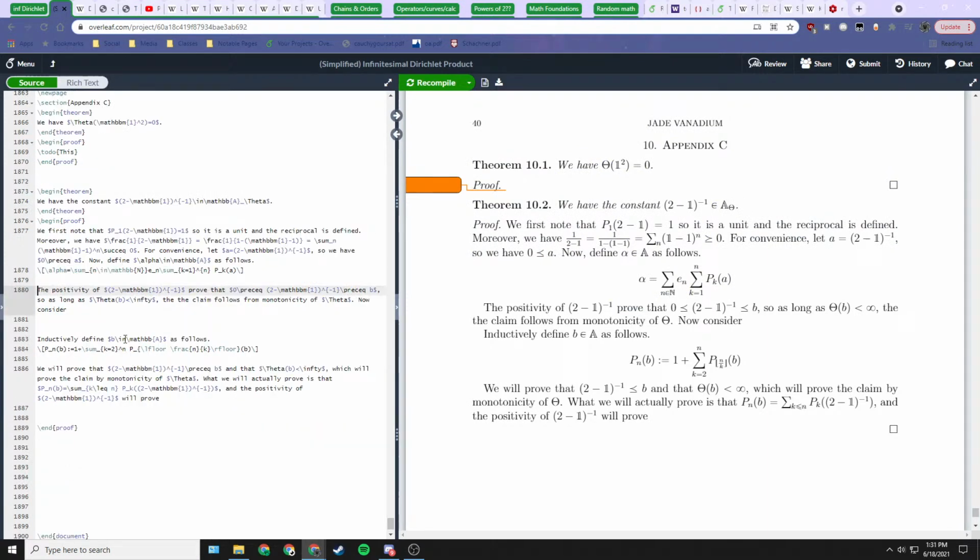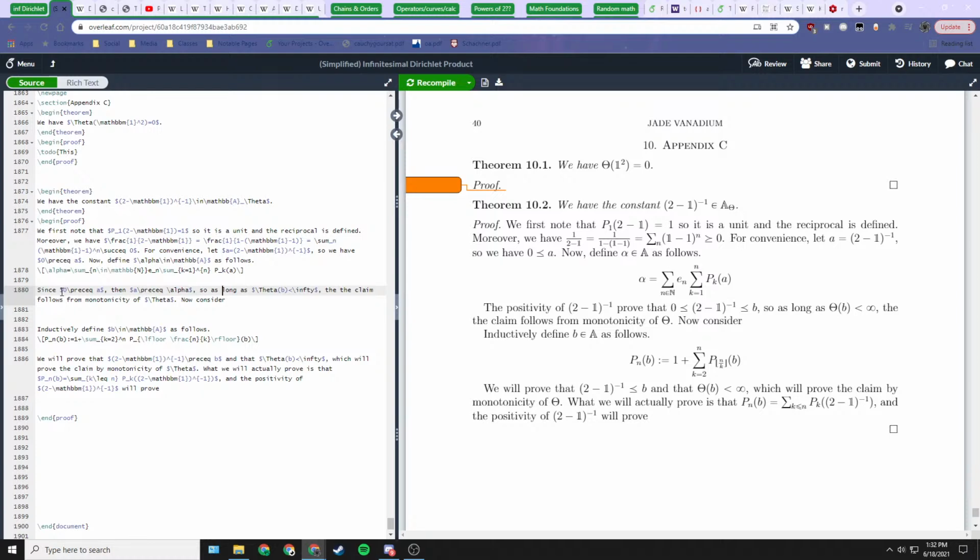So the positivity: since 0 is bounded above by a, then a is bounded by alpha. So as long as theta alpha is finite, then the claim follows from non-infinity of theta.